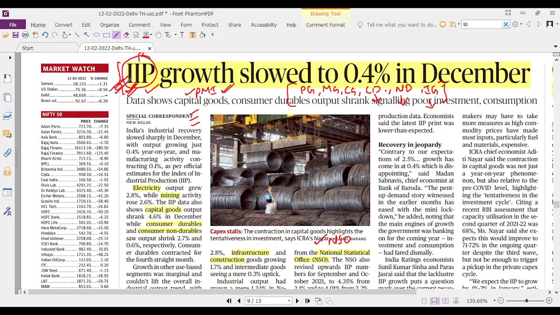Here the data shows that it has slowed down to 0.4%. That means compared to last year, the growth this year has been positive, but the rate at which it is growing has reduced. It has slowed down to 0.4%. That means the consumption demand in the economy is low. Because the consumption demand is low, the manufacturing is not happening at a higher pace. The manufacturing growth has slowed down. That's about this article.